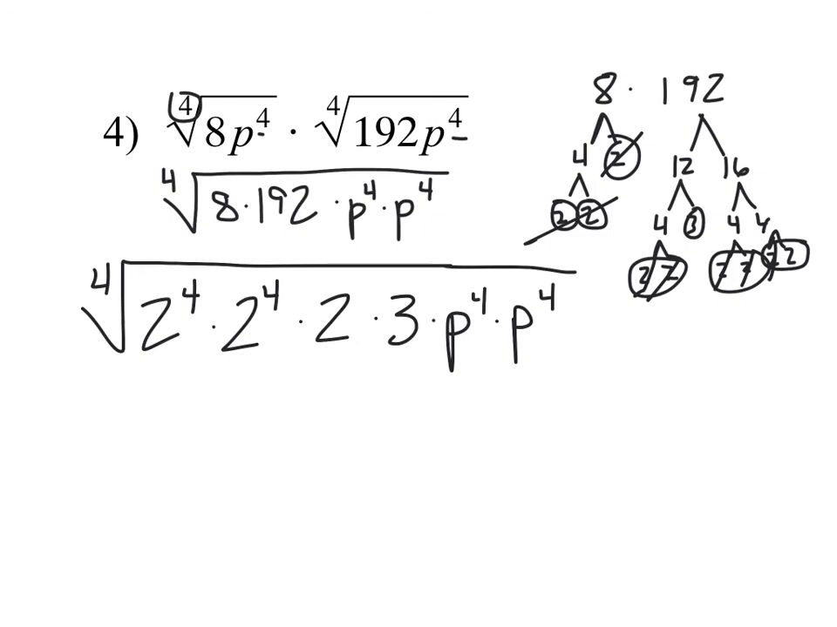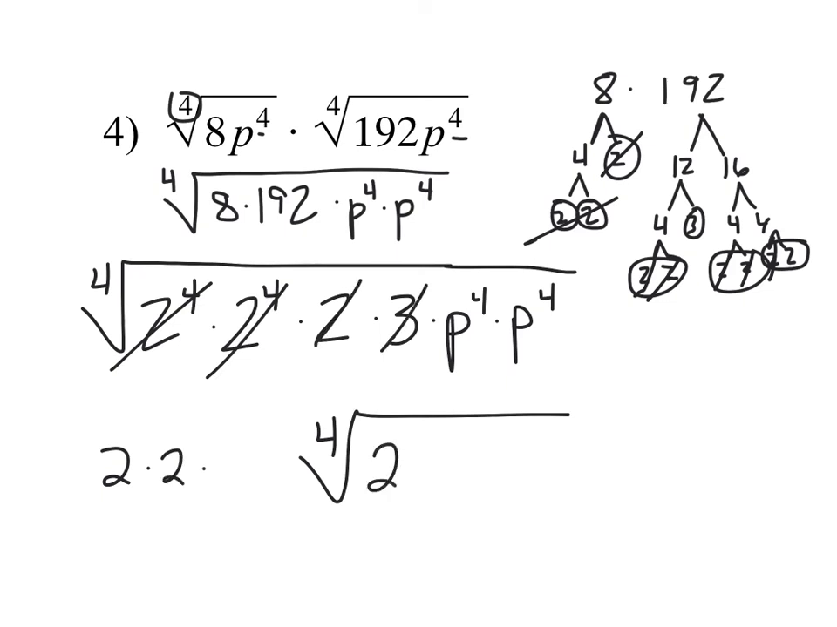Okay, so now, again from here, same concept. Powers of 4 come out. Non-powers of 4 stay in. That guy, gonna come out. That guy, gonna come out. 2 stays in. 3 stays in. P comes out. P comes out.